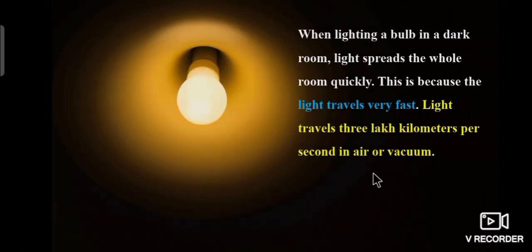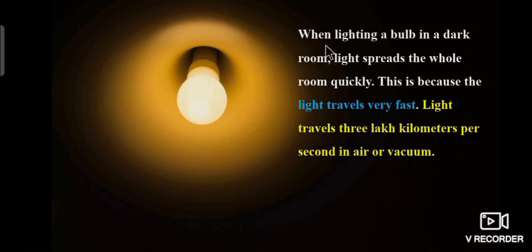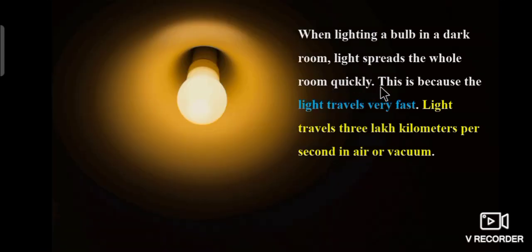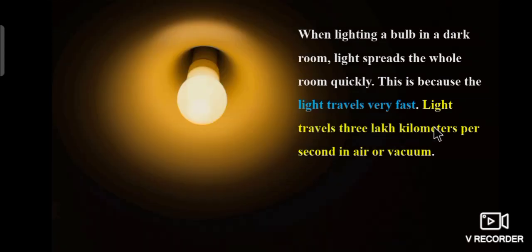This is a very important point. Listen students. Light travels 3 lakh kilometers per second in air or vacuum. Once again I repeat. When lighting a bulb in a dark room, light spreads the whole room quickly. This is because the light travels very fast. Light travels 3 lakh kilometers per second in air or vacuum.